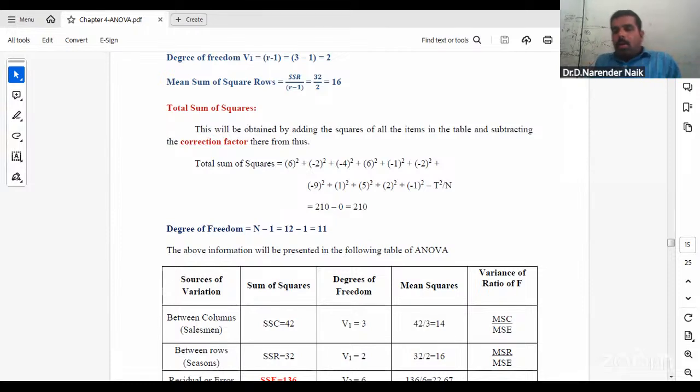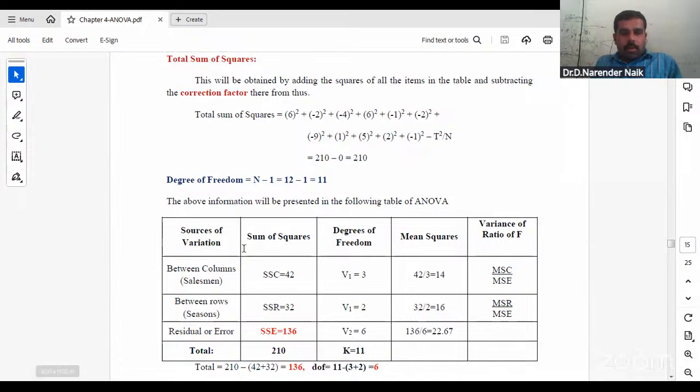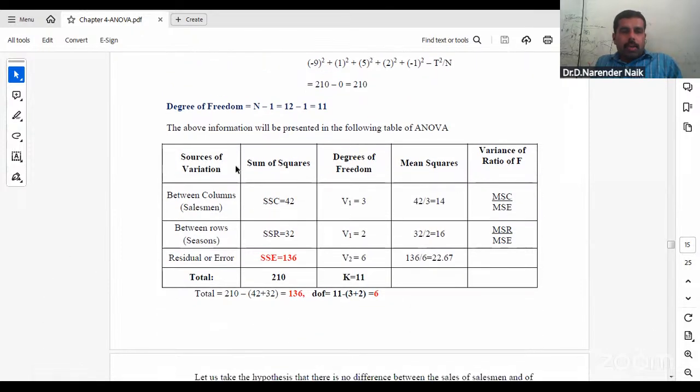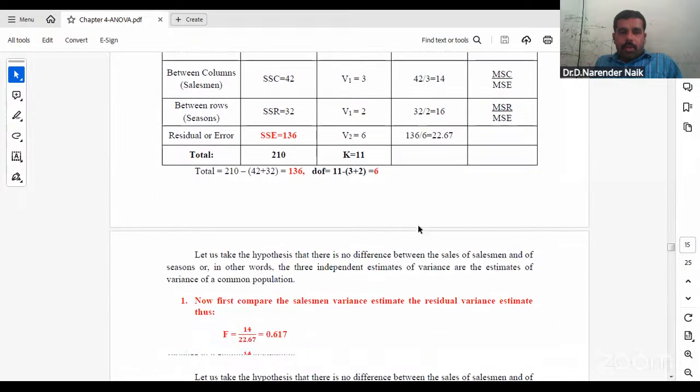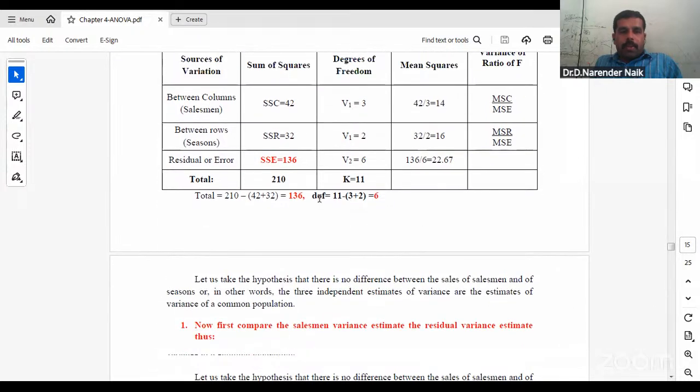So after getting all the values, you should interpret them in that table. The sources of variation are between columns (salesmen), between rows (seasons), and residual or error. Sum of squares: SSC is equal to 42, SSR is equal to 32. V1 is equal to 3, V1 is equal to 2, and V2 is equal to 6. You observe carefully. See, 210 we got. Total is equal to 210.